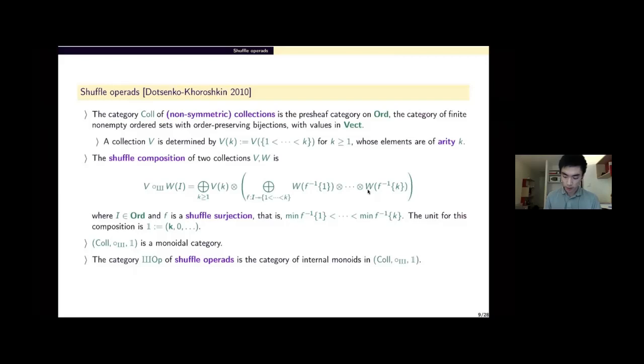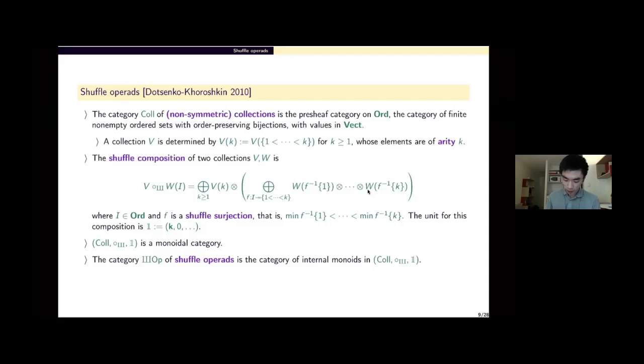This definition is a bit redundant because all we need are these V(k), for k any ordered set of cardinality k. And we say that V(k) has the elements of arity k. The monoidal product in this category is this shuffle composition, circle Sha, which is this rather complicated formula, a direct sum of V(k) tensored by k copies of W with the right ordered sets. And this second direct sum is indexed by f, which is a shuffle surjection, which means that the smallest preimage of 1 is smaller than the smallest preimage of 2, and so on up to k.